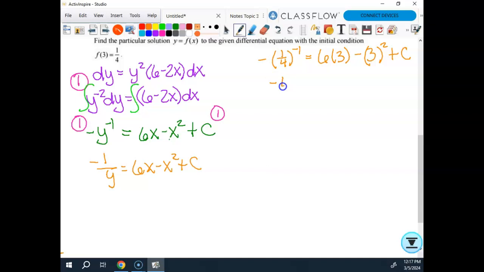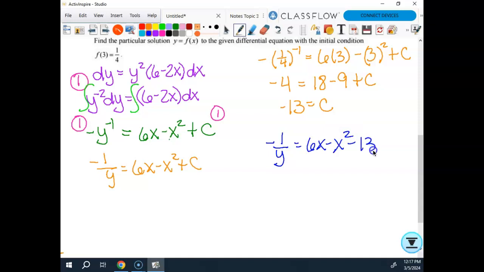So this is going to give me -4 equals 18 minus 9 plus c. And then that's going to give me 9. I said -13. Okay. -13 equals c. Everybody good with all that? Okay. Then I'm going to get -1 over y equals 6x minus x squared minus 13.